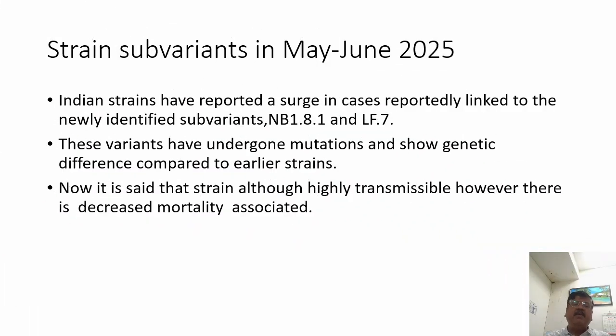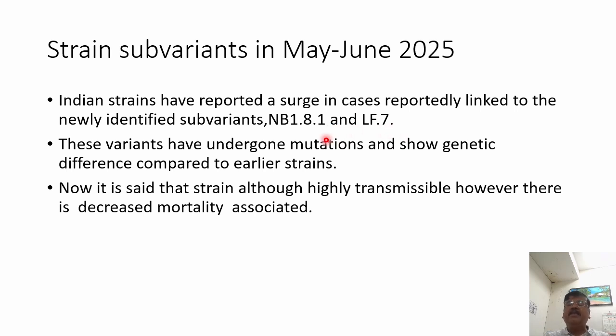Indian states have reported a surge in cases. Actually, in May they gave it. Before that, it started in Maharashtra and other places, Kerala, all the states started reporting, and Karnataka gave the notification on 23rd May for implementation and increasing testing. So, after sequencing, it has been found that the surge in cases is reportedly linked to the newly identified subvariants NB.1.8.1 and LF.7.